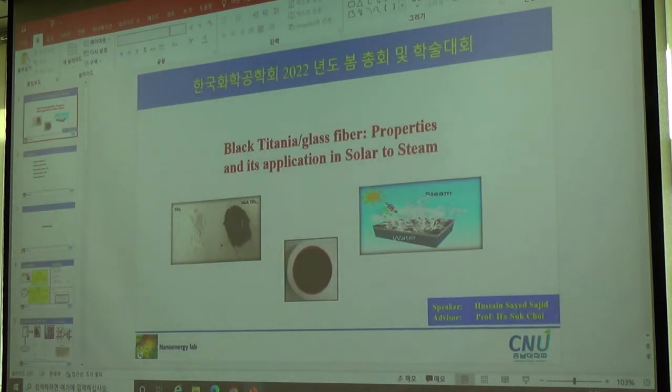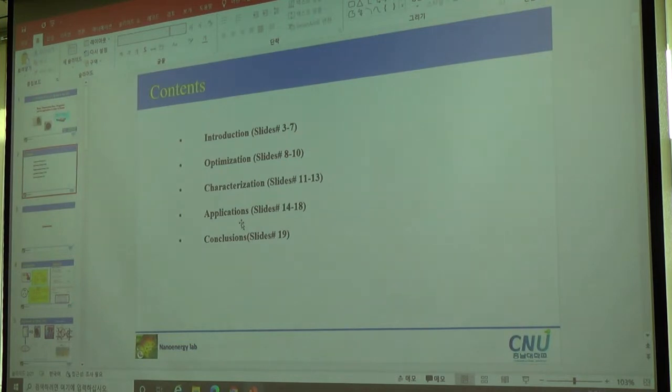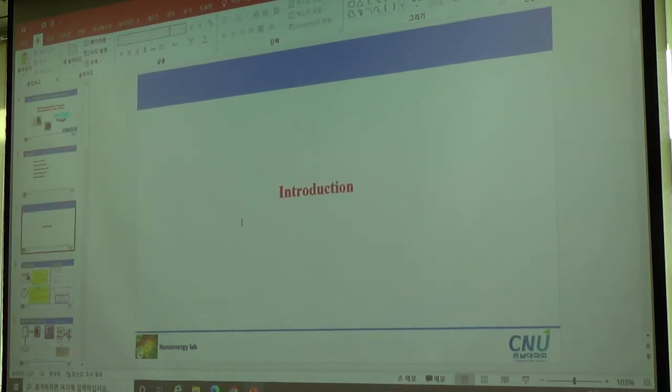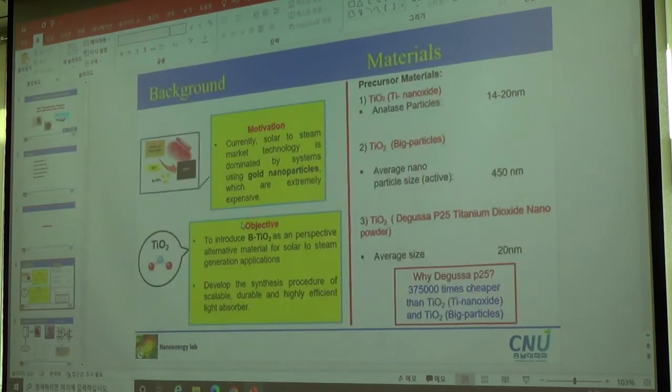So today I would like to present about Black-titania glass fiber and its properties and application in solar to steam. So here are the contents. I will present introduction, optimization, characterization, and application, as well as conclusion for my material. So here is the introduction.